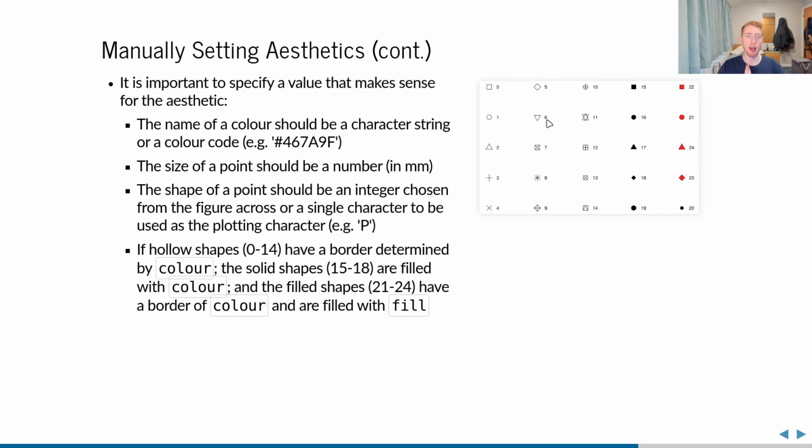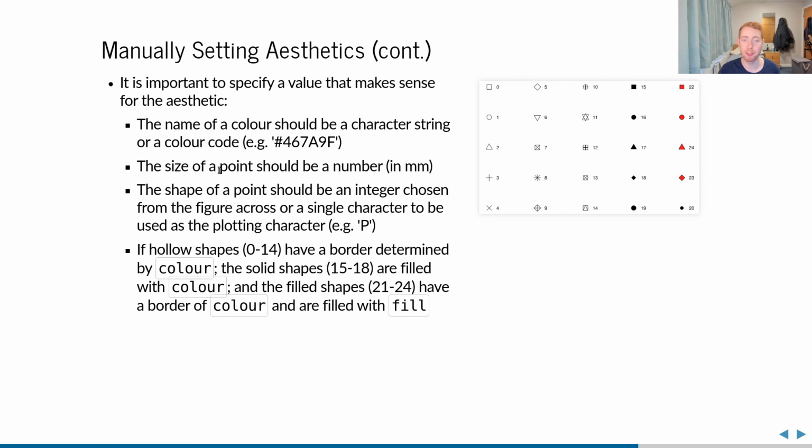Okay, so more about manually setting aesthetics. It's important that when we specify a value for an aesthetic, it makes sense. So if we're setting the value of a color aesthetic, we can either use a character string, so the name of a color inside of single or double quotes. I'll re-emphasize, single and double quotes mean the same thing in R. Or we can use a color code. If you're familiar with Photoshop, you'll recognize these 6-digit hexadecimal codes. So you could put some quotes, a hashtag, and then these codes here.